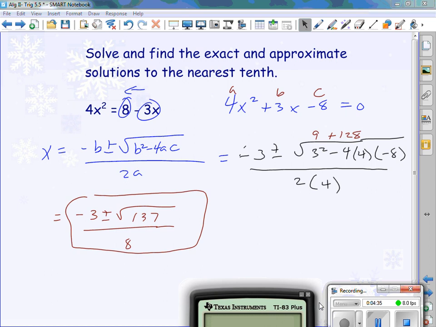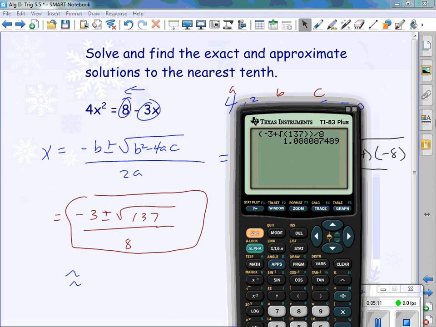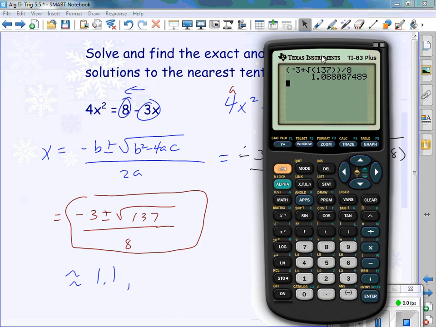I'm going to show you how to do the approximate answers. I'm going to take this and type it in the calculator. The one thing I have to be careful about is when I put it in the calculator, the top has to be in parentheses. Negative 3 plus, I can't do plus or minus in the calculator, square root 137, close the square root, close the top, divided by 8. So the first approximate answer to the nearest tenth, which is one decimal place, is 1.1. The calculator can't do plus or minus, so I did the plus, now I have to do the minus. Instead of retyping everything, second, enter brings the last step back. Just go back and change the plus to minus. The other approximate answer is negative 1.8.